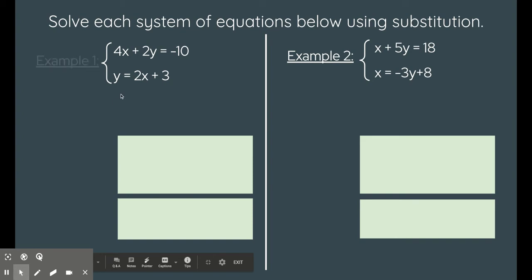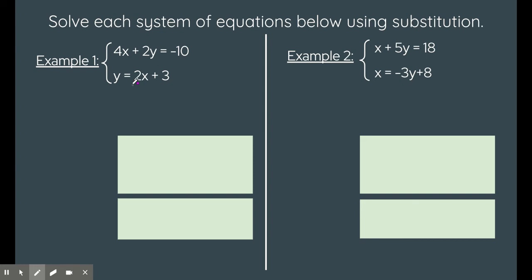Okay, so this first one up here has 4x plus 2y equals negative 10, and y equals 2x plus 3. That's the one that has y all by itself. That's what you're looking for each time. So that now we know what y equals, we know what its value is, so we can take its value, 2x plus 3, and plug it in to the other equation for y. Not here, because it's what y equals. Not what x equals, what y equals. So that's why I'm plugging it in here.